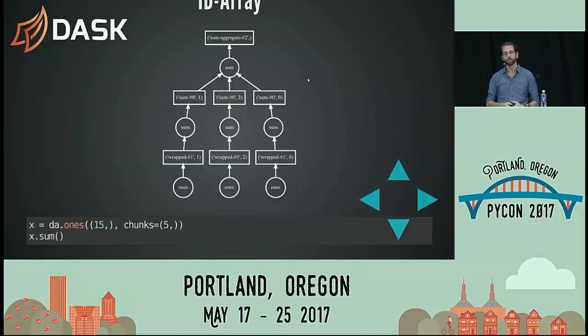Now if I were to call something like sum on that array, Dask will know I've got to call sum on all of the NumPy ones arrays, bring all those sums together, and compute the sum on all of them. Sort of a very simple MapReduce-y kind of computation.